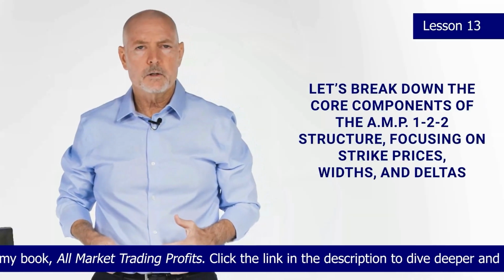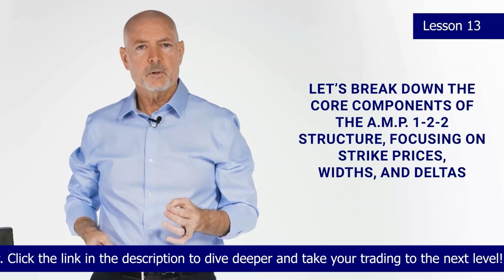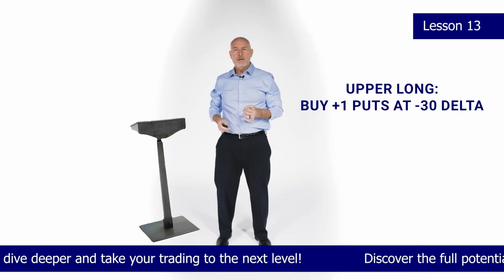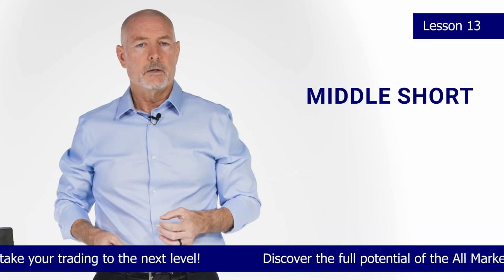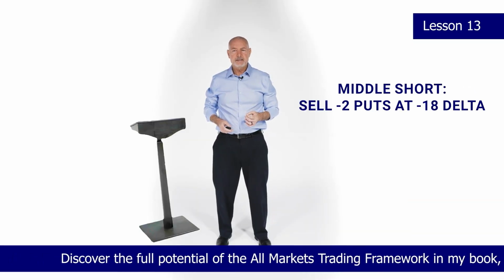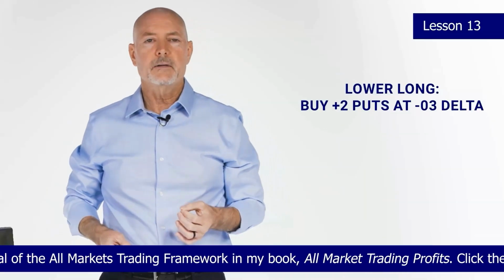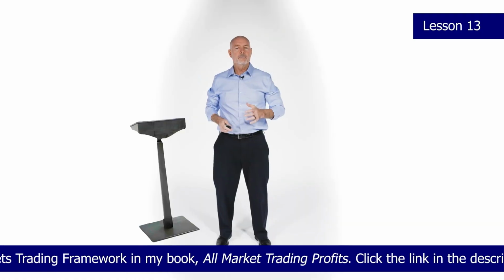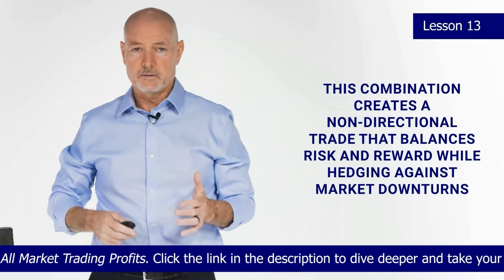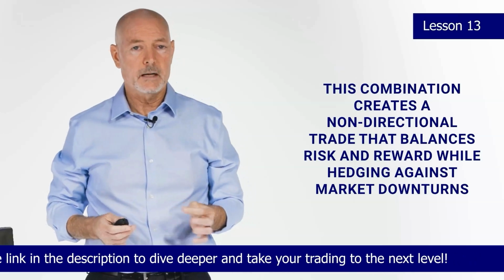Now let's break down the core components of the AMP 122 structure, focusing on strike prices, widths, and deltas. The upper long: buy one put at the minus 30 delta. The middle short: sell two puts at the negative 18 delta. The lower long: buy two puts at the minus 3 delta. This configuration serves three key objectives. This combination creates a non-directional trade that balances risk and reward while hedging against market downturns.